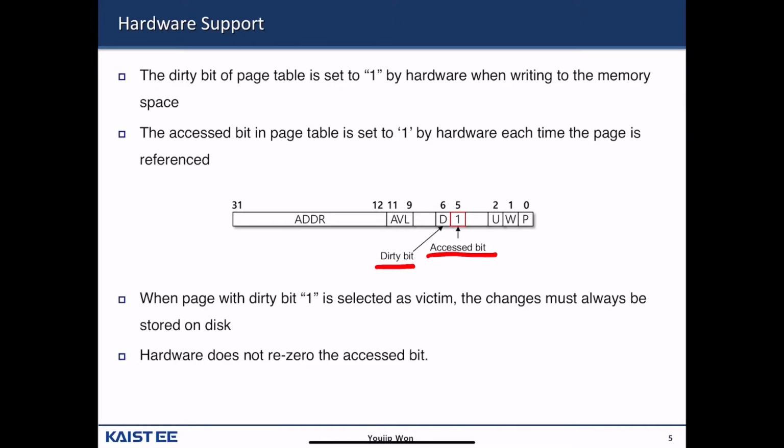When a page with dirty bit 1 is selected as victim, the updated page has to be stored on the disk. Hardware does not reset the access bit. It means that the operating system has to be responsible for resetting the access bit.